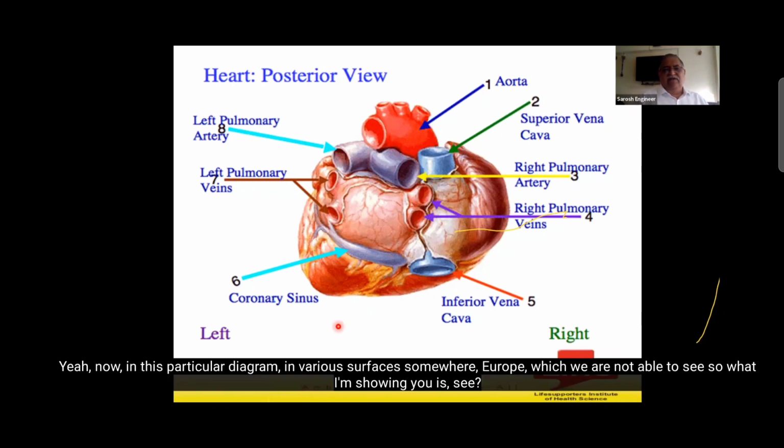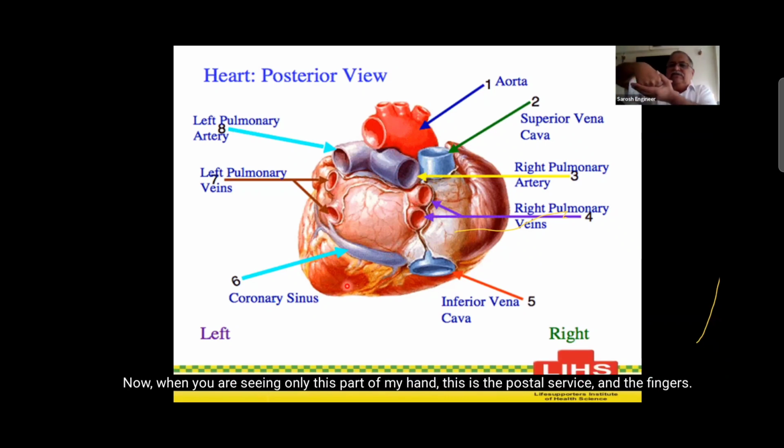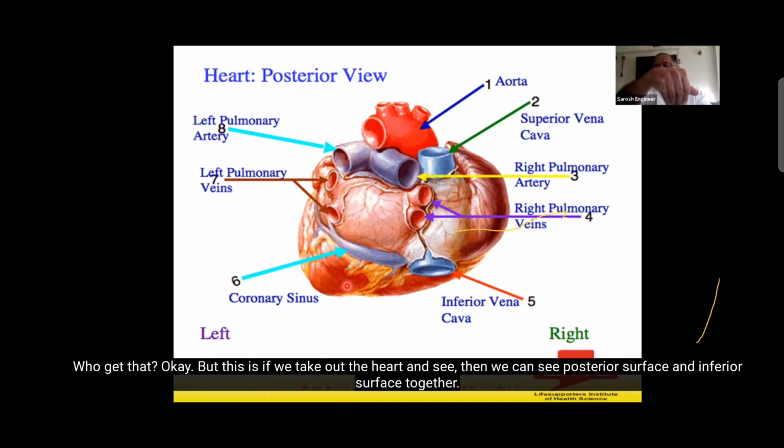Okay. Now, in this particular diagram, the inferior surface is somewhere here, which we are not able to see. What I'm showing you is, when you are seeing only this part of my hand, this is the posterior surface. And the fingers, you can also see the fingers now in this diagram, that is the inferior surface. And especially if I do it like that, then you can see posterior as well as inferior surface together. Okay.